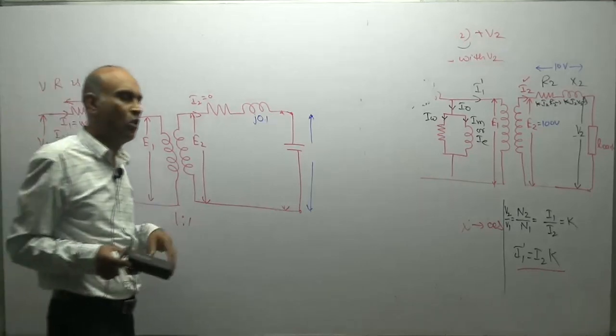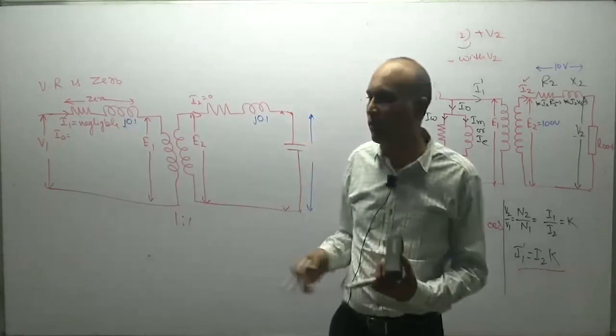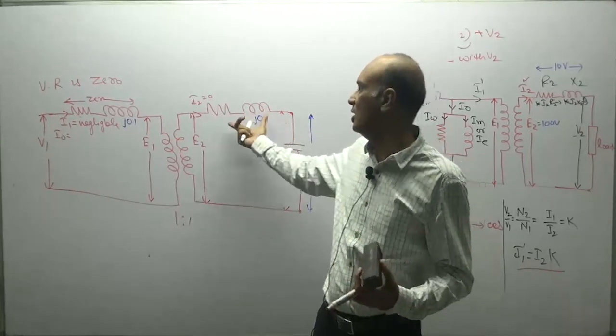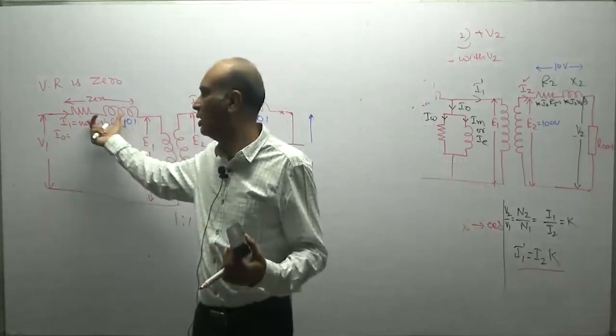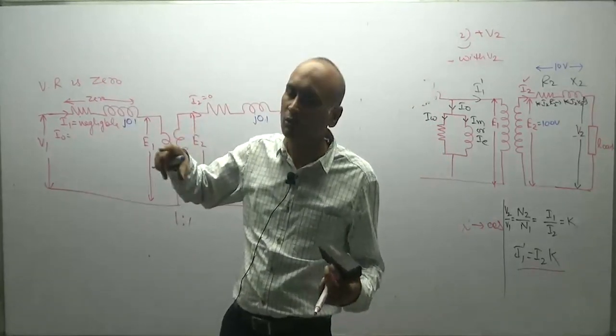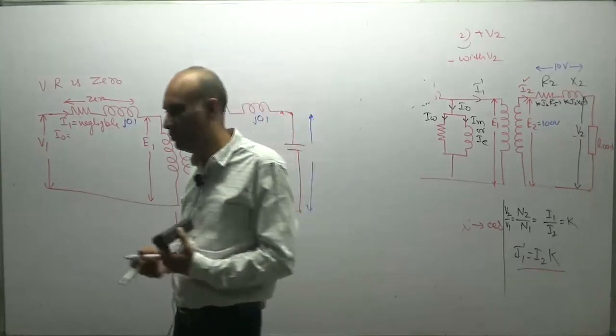So if there is a small amount of capacitive load, it means it will try to increase the voltage, and these series parameters will try to decrease the voltage, means voltage drop will be there. So voltage regulation will be 0. Okay.